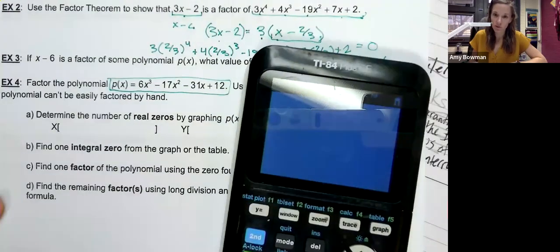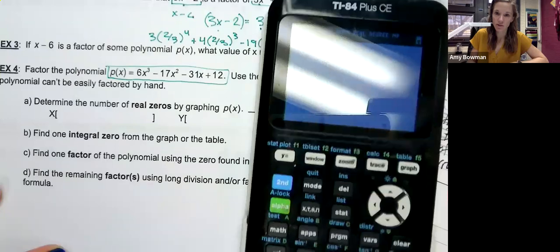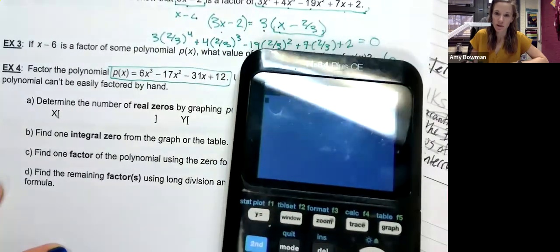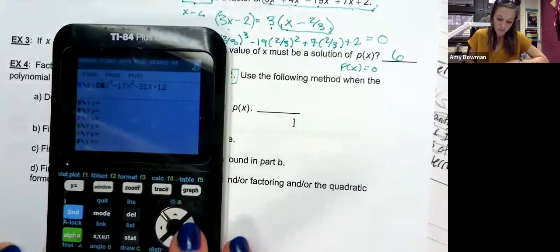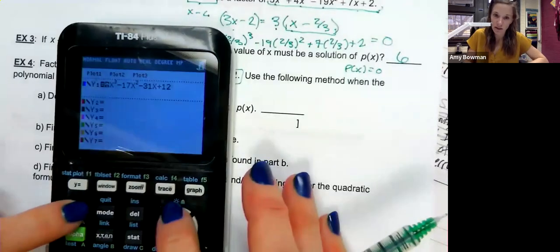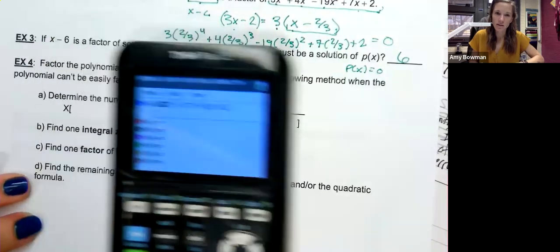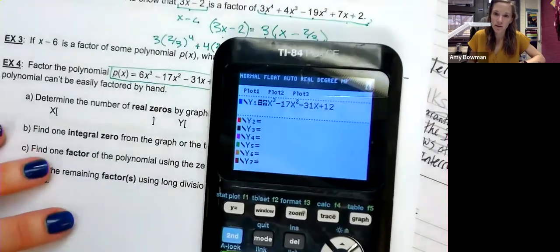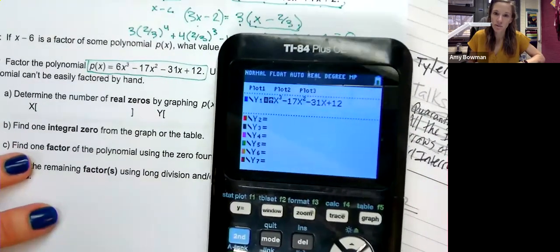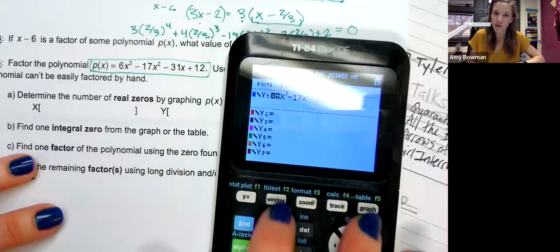So the first thing we would do in this example, trying to make it so the glare is not so bad here. How can I do that? There we go. Okay. So I've already typed this in. So I've got 6x cubed minus 17x squared minus 31x plus 12. I've got that in my calculator here.